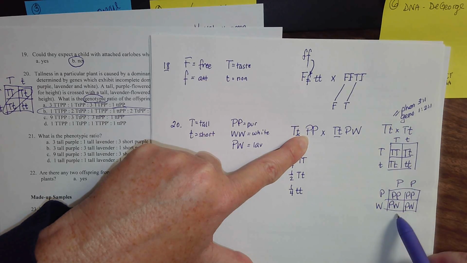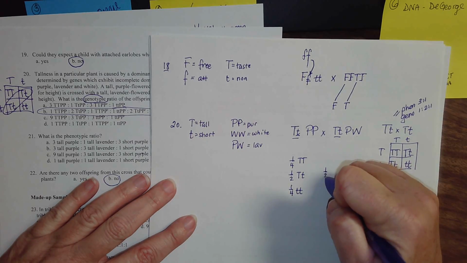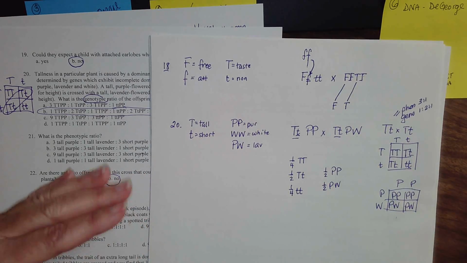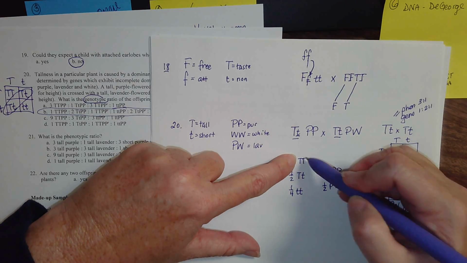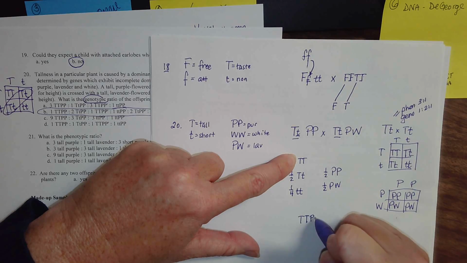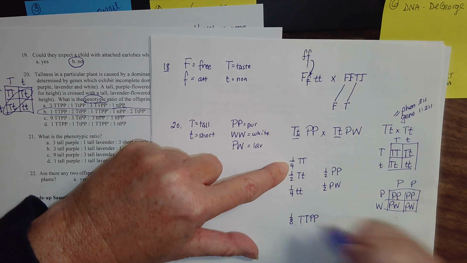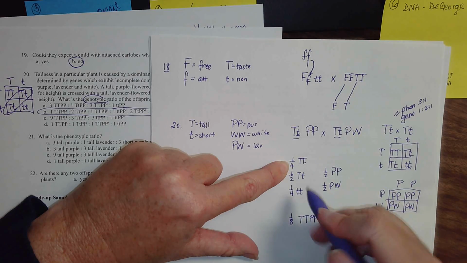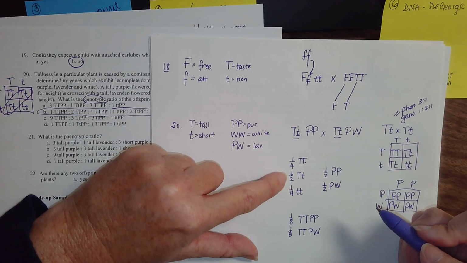So you can see I've got half big P, half big P, W. So I'm going to have half big P, half big P, big W. Now, to get the overall ratio, you just multiply. In order to have this first combination here, big T, big T, big P, you're going to have 1/4 times 1/2, which is 1/8. Then you're going to combine the tall trait with the lavender. So that's 1/4 times 1/2 as well. So you're going to have 1/8 big T, PW.